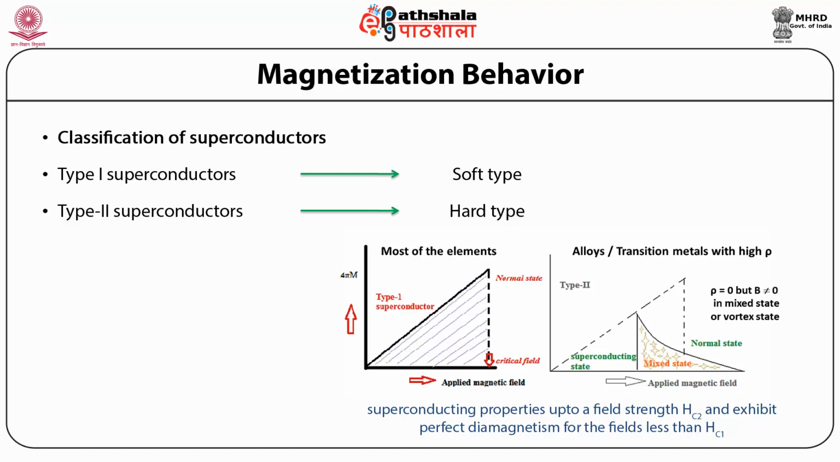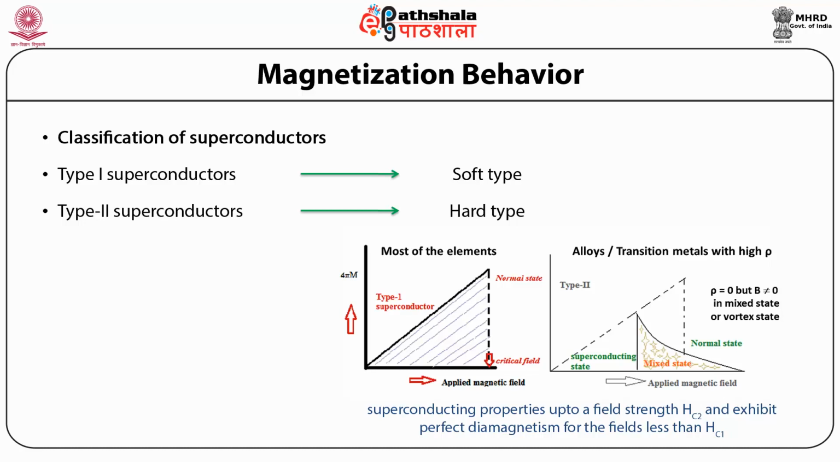If we see the type 2 superconductor, there is a difference in behavior, whether it is an alloy or a transition metal with high resistivity. In this figure, there is the normal state, the superconducting state, and in between them there is another interesting state, which is the mixed state. For the variation of 4πMs with applied magnetic field, there is a clear difference in behavior between type 1 and type 2. So in type 2 there is an intermediate state, the mixed state.